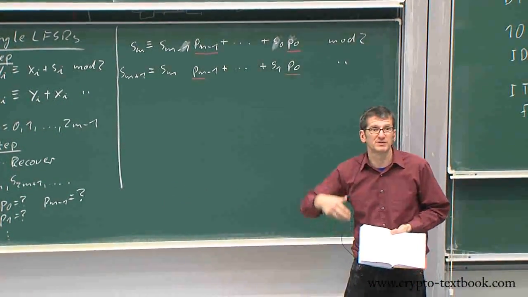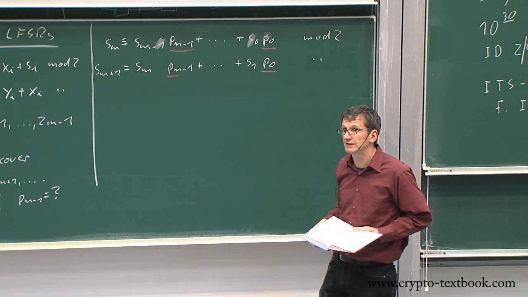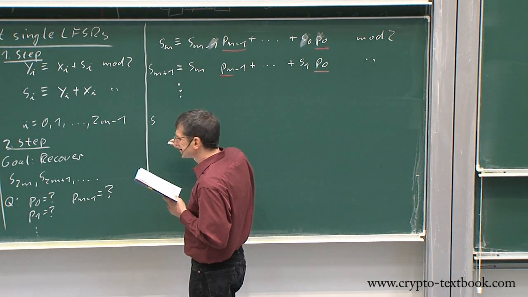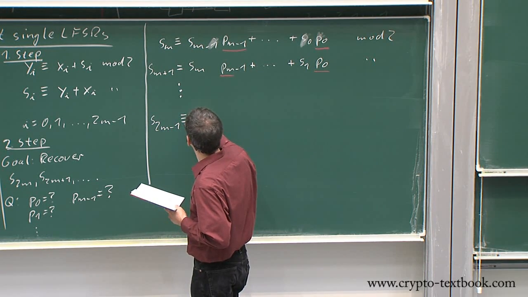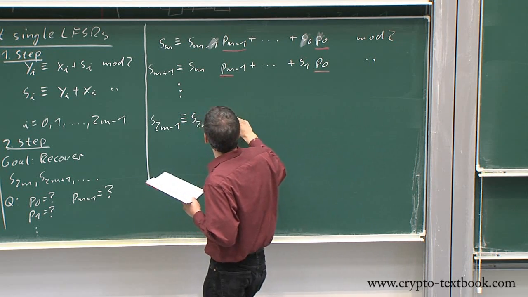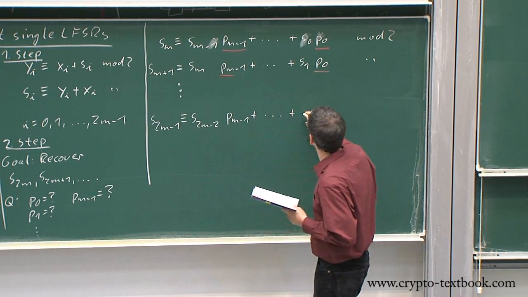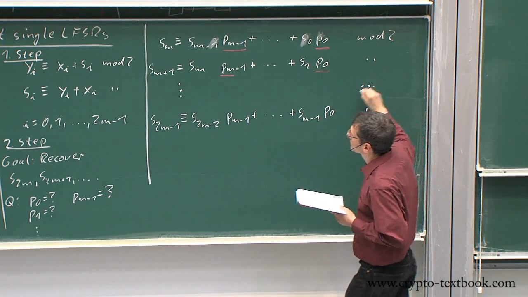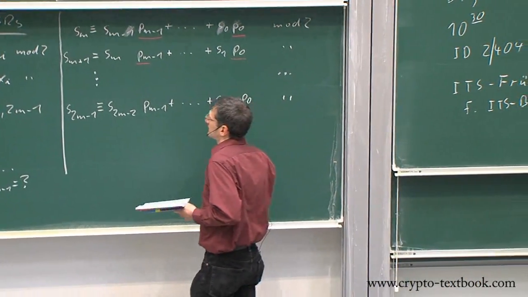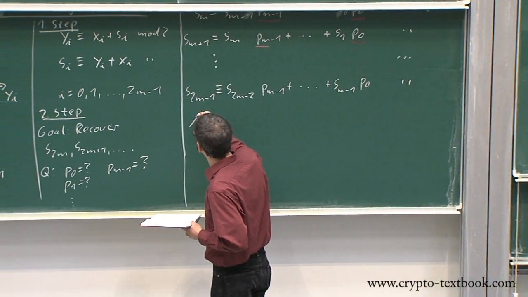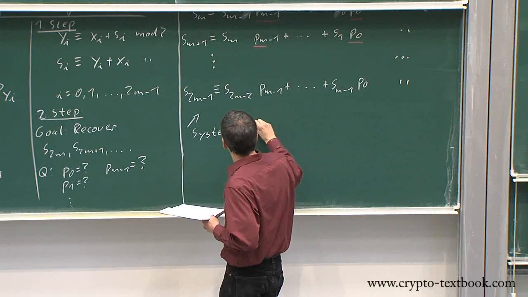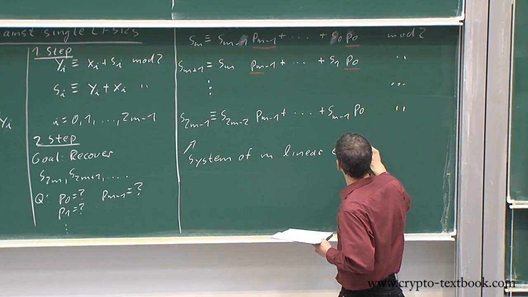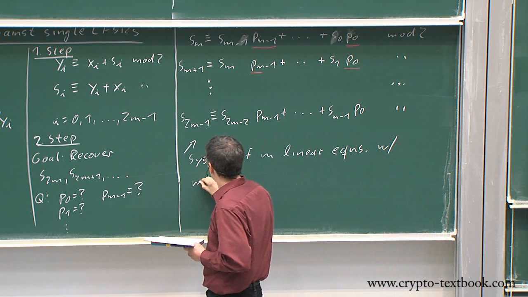Okay, now we have two equations, two unknowns. It's not enough, but we can do the same trick over and over again, and we do that exactly as the student said. We do that m times. That means here we generate m equations. So this runs up to 2 to the m minus 1. Okay, so this is now our system of m linear equations with m unknowns, Unbekannten.